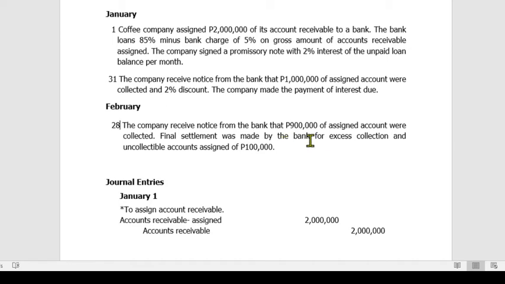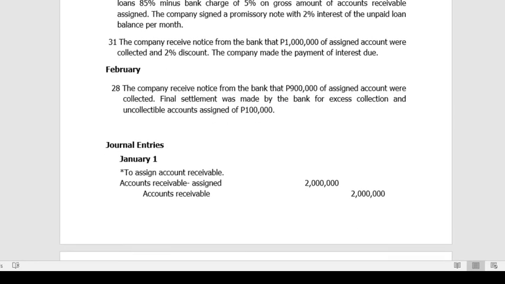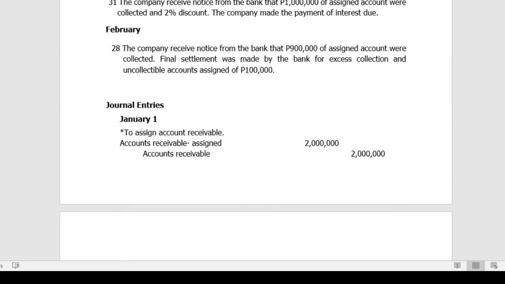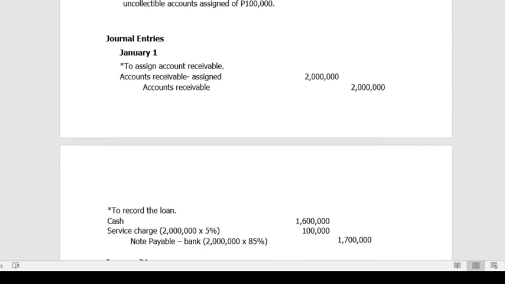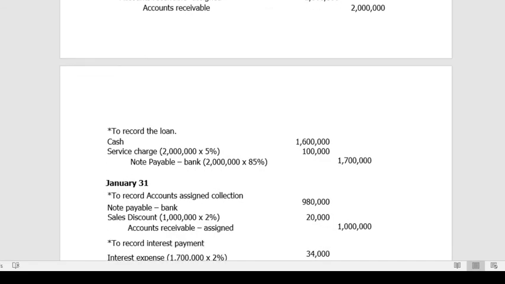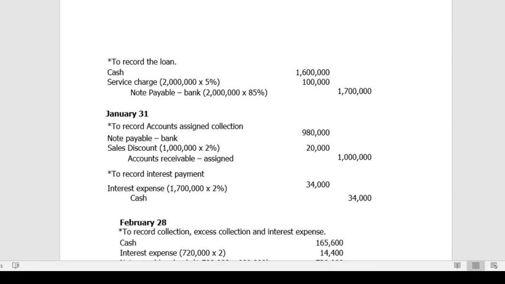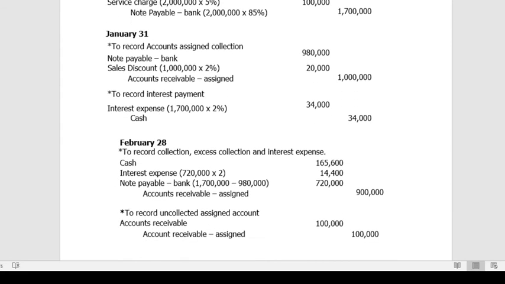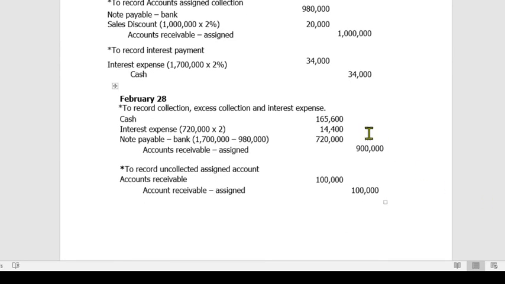Then merong excess collection daw. Okay, let's look at paano ba i-compute 'yan. And how do we recognize the journal entry for that? Okay, February 28, to record collection, excess collection, and interest expense. Magkano ang nakolekta ni bangko? 900,000. Ni-notify ka niya, so ano gagawin mo? Bawasan mo ang iyong accounts receivable assigned, 900,000.